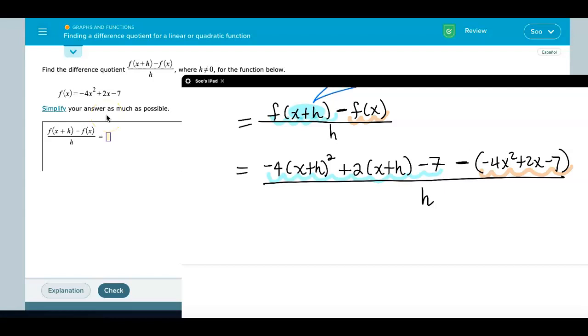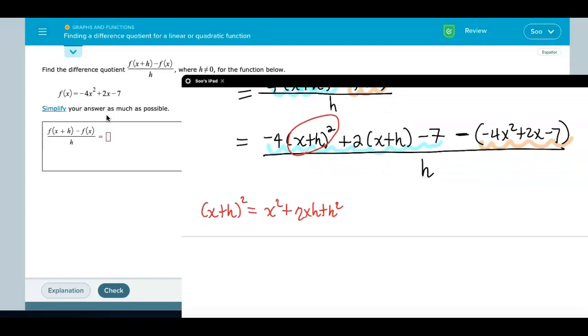But remember we made a note earlier that x plus h squared is equal to x squared plus 2xh plus h squared. Why am I saying that? Because we see it right there. So I will do some work here. Negative 4 in front of it, but put x squared plus 2xh plus h squared inside the parentheses. And let's go ahead and distribute the 2. Distributing the 2 right here will get us plus 2x plus 2h. And let's bring down that minus 7.